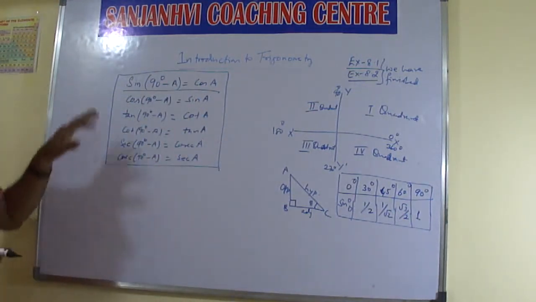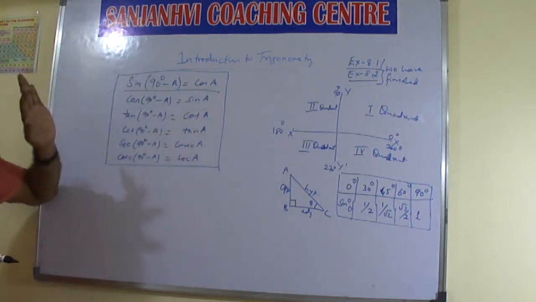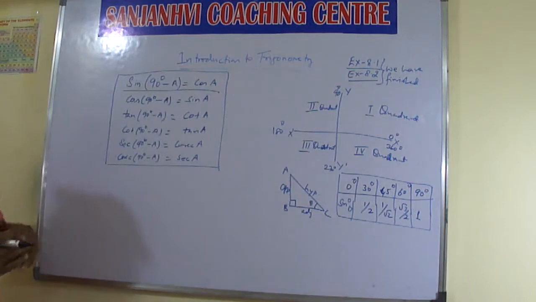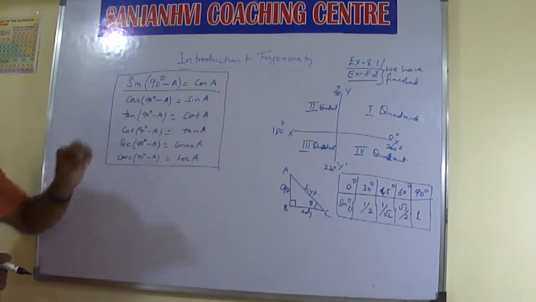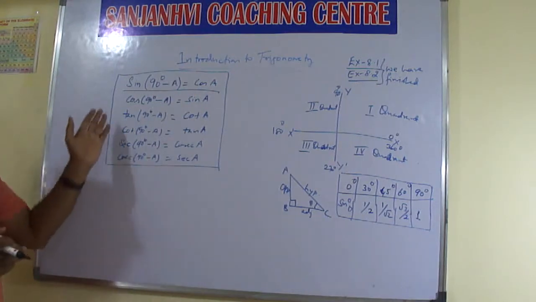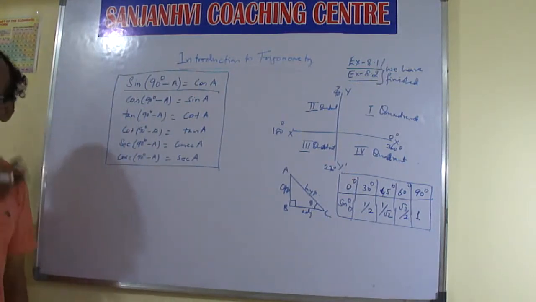Okay, so for sin 90 degree minus A, if A is any angle, what is it? It is cos A. Cos 90 degree minus A is equal to sin A. Tan 90 degree minus A is equal to cot A. Similarly, sin 90 degree plus A is also there.